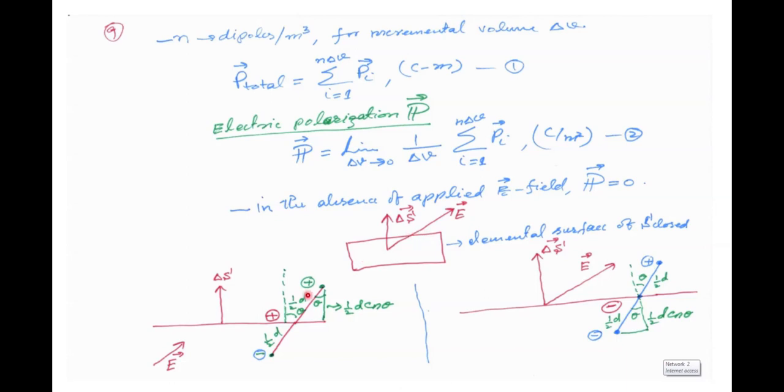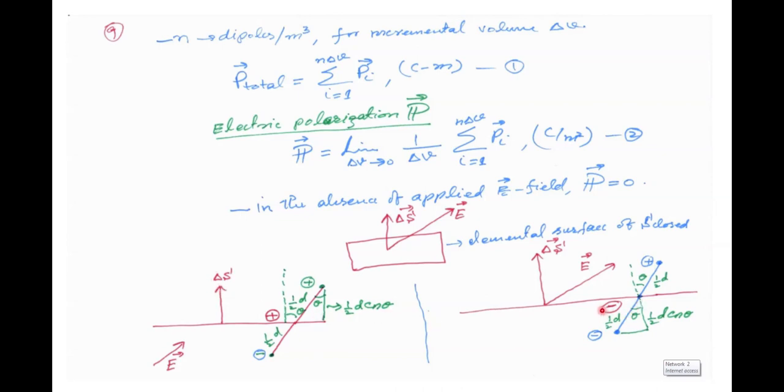So initially let us consider that we have a positive charge which is located above the elemental surface of the closed surface. When we apply the electric field, the positive charge covers a distance 1/2 d cosine theta in the vertical direction, that is parallel to the normal to the surface.